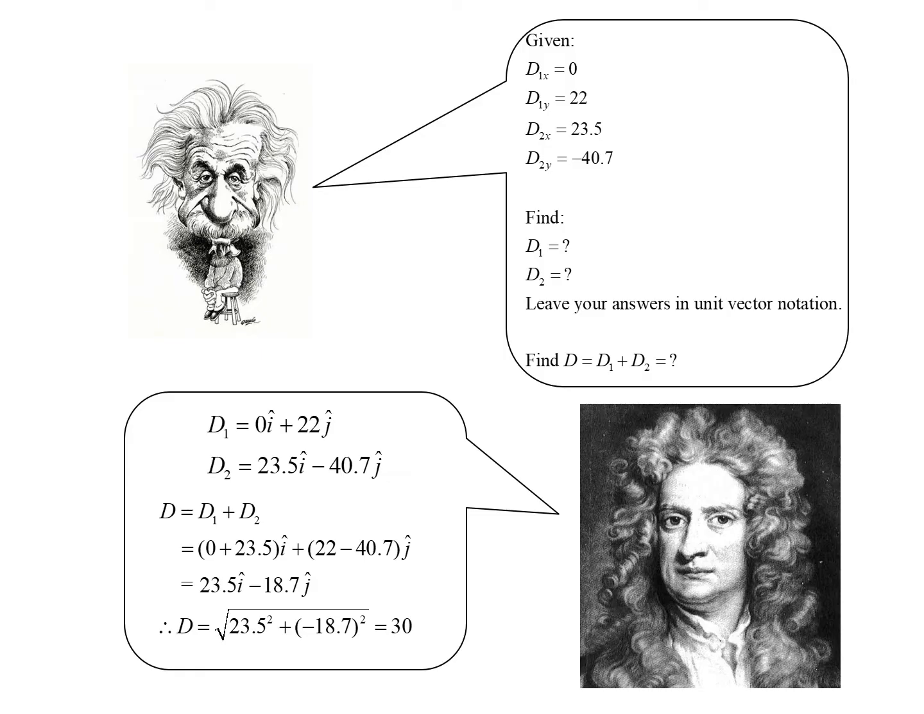Okay, so everybody can look at what little Einstein said to Isaac Newton. If d1x is equivalent to 0, d1y is equivalent to 22, d2x is equivalent to 23.5, while d2y is equivalent to negative 40.7. So little Einstein asked, can you guess what d1 and d2 are? And of course, try to get d1 plus d2.